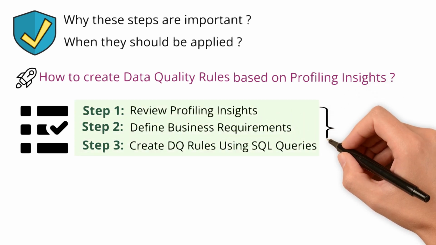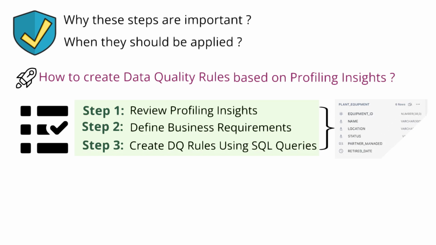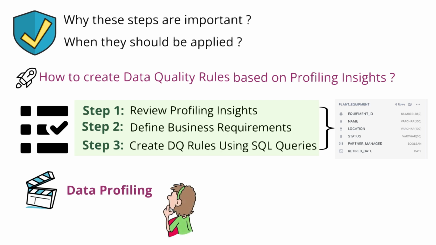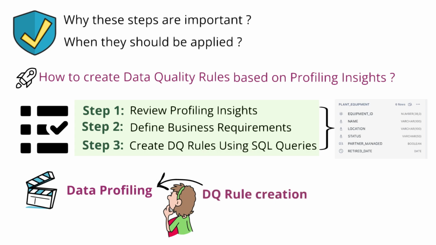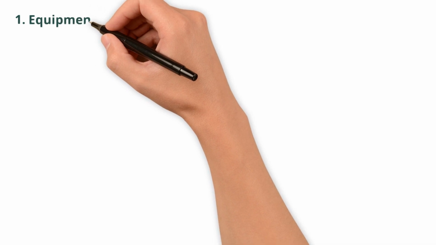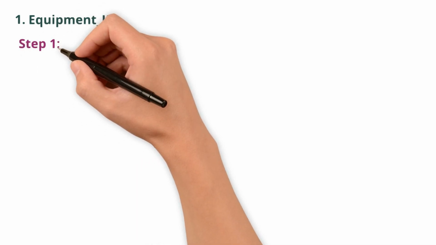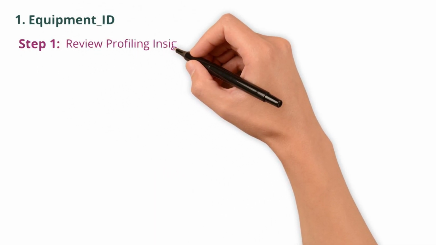Now let's follow the steps for each column we profiled from the plant equipment table. Please make sure to watch the data profiling video if you haven't already, because it is a prerequisite for today's topic. Okay, let's get to the first column, equipment ID. What's our step 1? Review profiling insights.